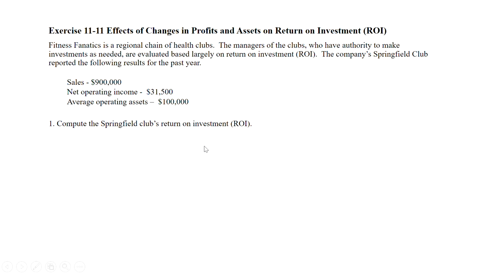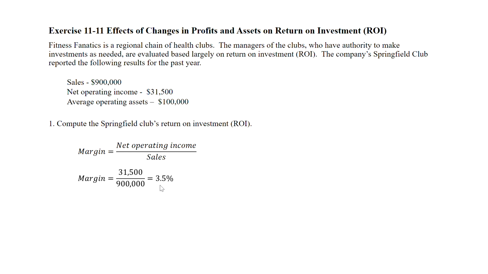The starting point is simply to calculate return on investment, again also known as ROI, and we can do that as a combination of margin and turnover. So I'm going to start out with margin, which you should know is net operating income divided by sales. We're given those numbers up above. So that's going to be 31,500 divided by 900,000. And margin is converted to a percentage.